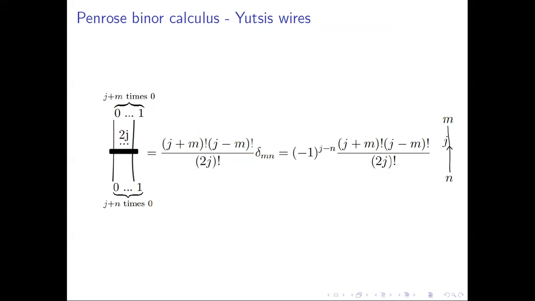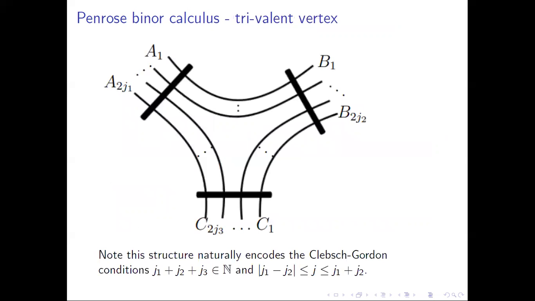Now, with that in mind, and how Penrose links the qubit spin half wires to the higher wires, we can now start to imagine, if we can find a link between binor calculus and Yutsis diagrams, how we start connecting these dots. So on the left here, we have the largest spin wire in the binor calculus. And on the right, we have the Yutsis diagram wire. And as we can see, there's certain constants in between them of combinatorial origin, but they do relate to each other.